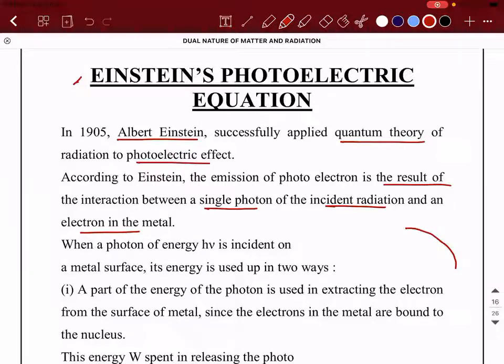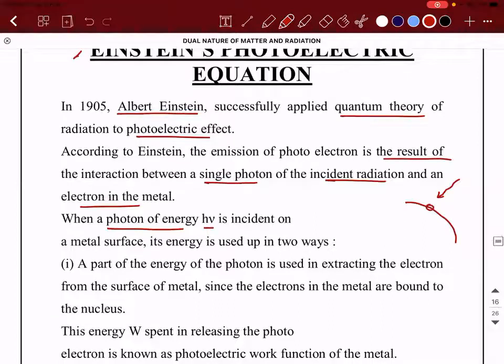Here what is happening is, a single photon will interact with an electron in the metal. When the photon of energy h nu is incident on the metal surface, its energy gets used up in two ways, which I already told you yesterday itself. The energy according to Planck's equation is h nu. So this h nu needs to do two things.